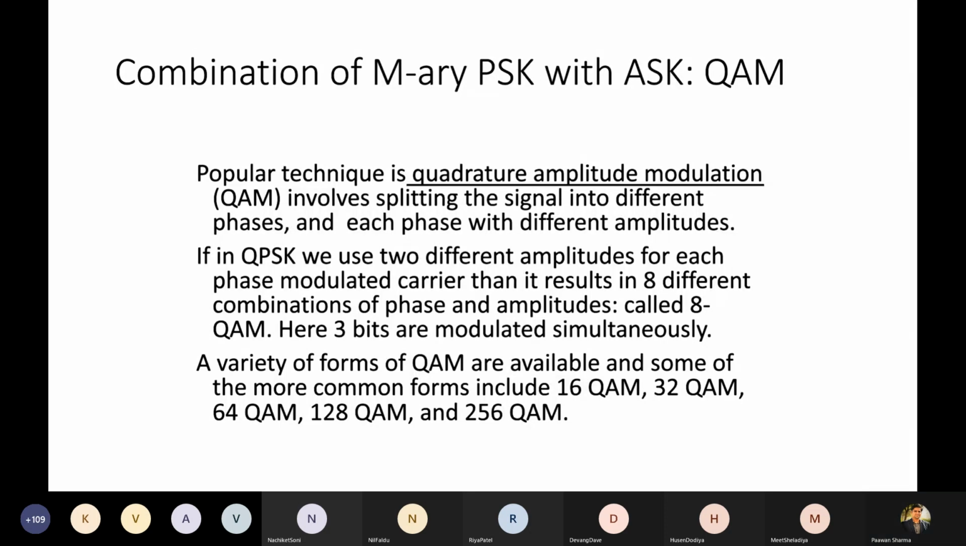So in QPSK, how many phases are there? 4 phases, meaning 4 combinations of phases. We use 2 different amplitudes for each phase modulated carrier. So we had 4 phase combinations, but if we use 2 amplitudes for those 4 phases, in total we have a choice of 8 different combinations. So we call it 8 QAM. When we have these 8 choices, how many bits can we code? 3 bits. Different forms of QAM are available: 16 QAM, 32 QAM, 64 QAM, like that.